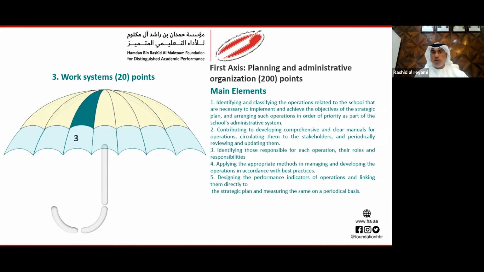Number 2, operational plan. Number 3, work system. Identifying and classifying the operations related to the school that are necessary to implement and achieve the objectives of the strategic plan, and arranging such operations in order to prioritize a part of the school administrative system.